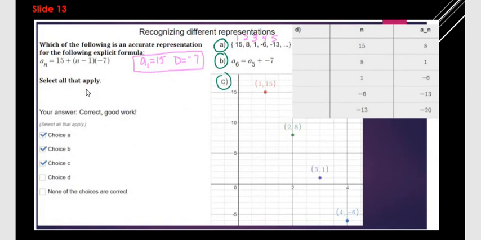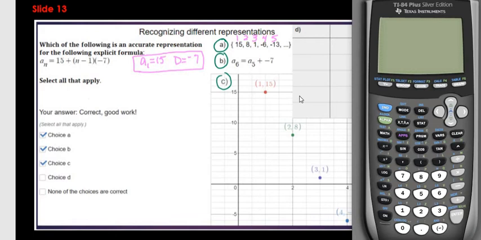Now slide number 13, which of the following is an accurate representation? So you see the first term is 15, the common difference is a -7. So when I look at this right here, if I were to substitute a 15 and put a 1 right here, I should get a 15. Now I can take this and put it in my graphing calculator. I can quickly look at this and see. I'm going to type in the 15 plus n, which is, you're going to use x, minus 1, parentheses, -7.